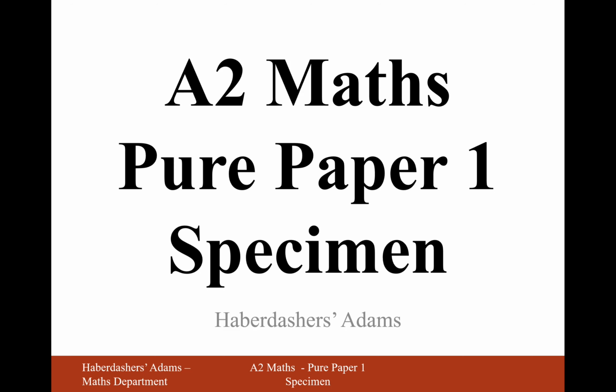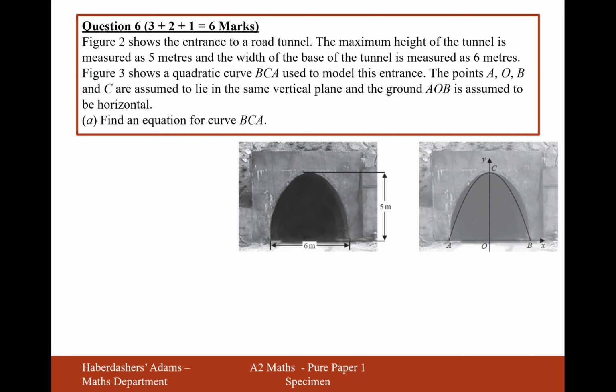Hello there and welcome to A2 Maths on Specimen Paper 1, and here we're looking at question 6, a quadratics question. So figure 2 shows the entrance to a road tunnel. The maximum height of the tunnel is measured as 5 meters and the width of the base of the tunnel is measured as 6 meters.